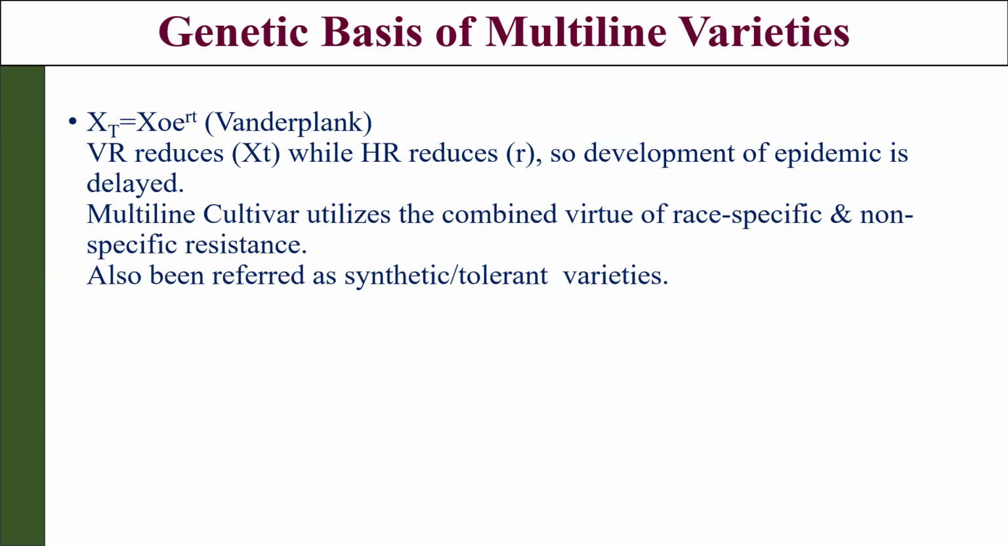But when you consider an individual line, every gene may be specific to a particular race of the pest. You are taking advantage of both vertical resistance and horizontal resistance, so that we delay the epidemic of a particular race, or its growth, in the particular area. This is the strategy used by Jensen, and later Borlaug also used this strategy to develop different multilines in wheat.